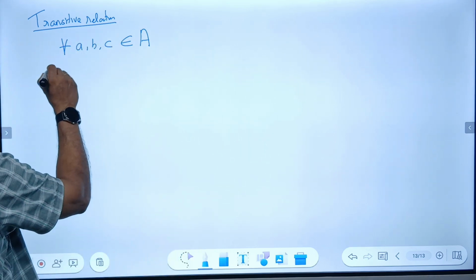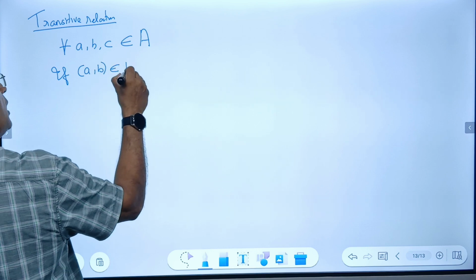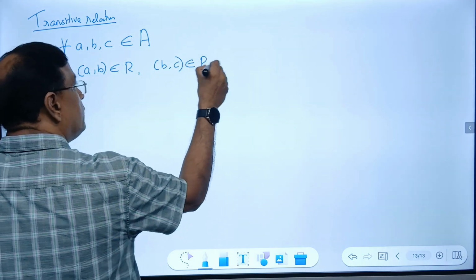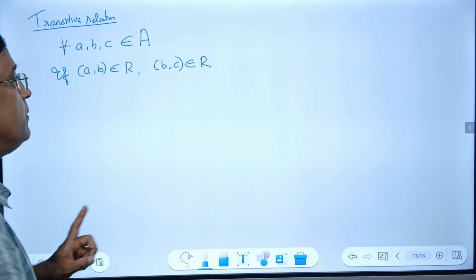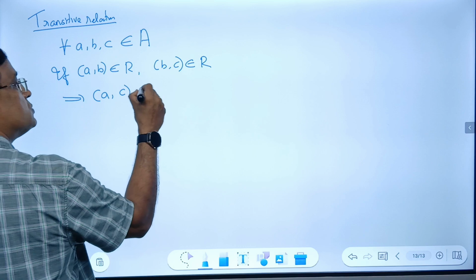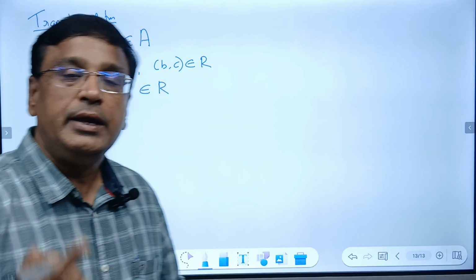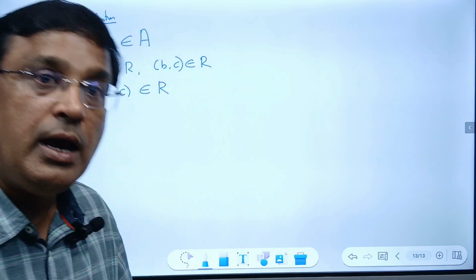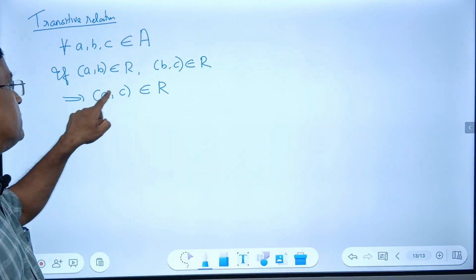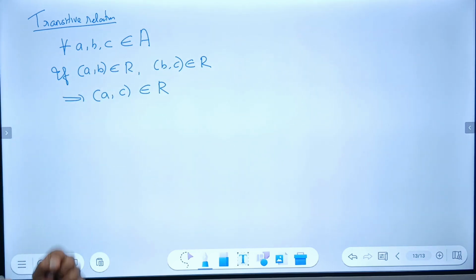What is that? If (A, B) belongs to R and (B, C) also belongs to R, if these two are true, then you should have (A, C) belongs to R. This shows that R is transitive. If A is related to B and B is related to C, if both are true, you can have A related to C. If these three are true, then you can say the relation is transitive.